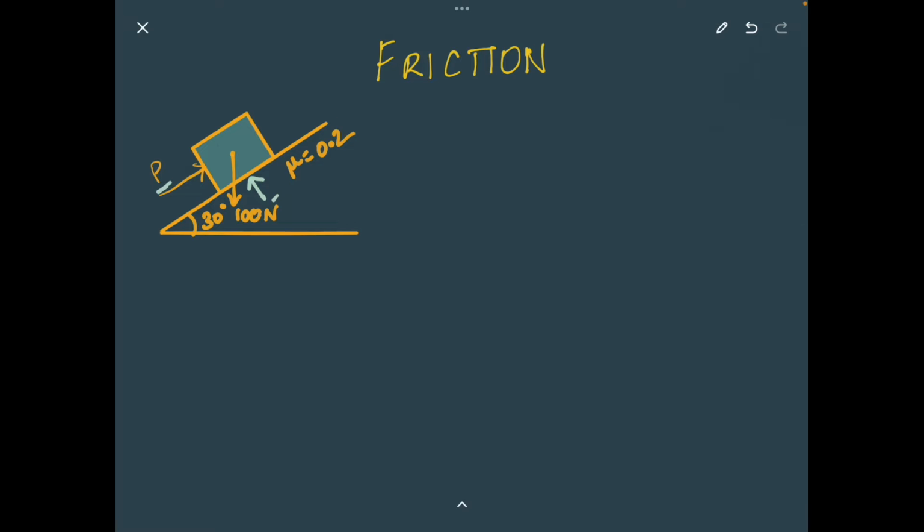So for which we need either this angle or this angle. So to calculate that, let's redraw this diagram.